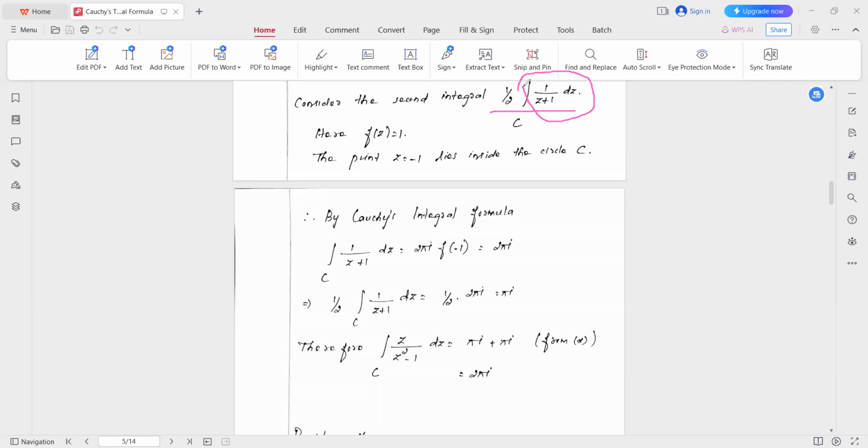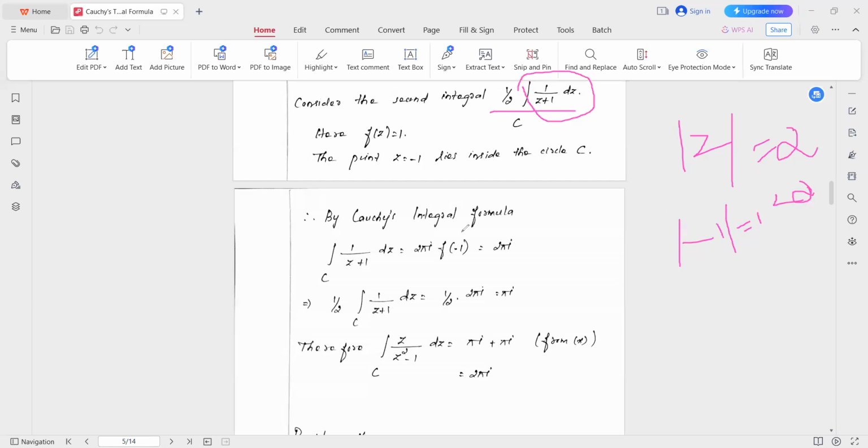So here what is the value of f of z? 1. At which point does the analytic fail? Minus 1. Whether this minus 1 lies inside the circle? Of course, yes, because our circle is modulus of z equal to 2. When I substitute the value minus 1 in the place of z, we get minus 1. What is the value of modulus of minus 1? It is equal to 1, which is less than 2. So clearly this point lies inside the circle.